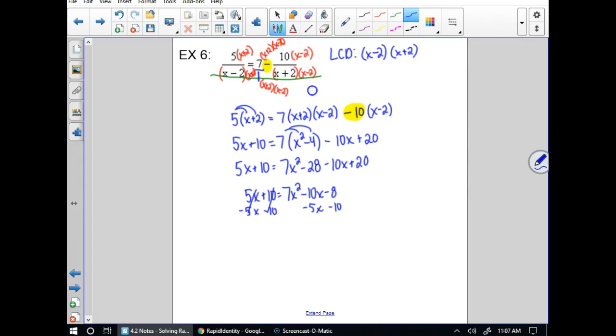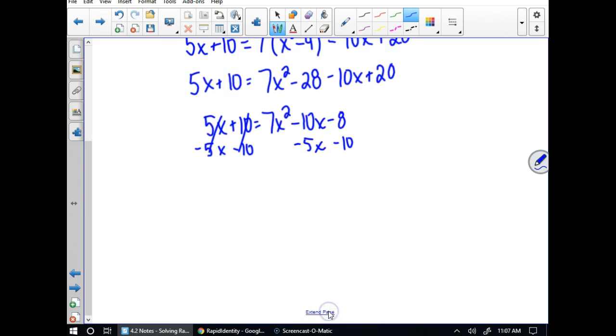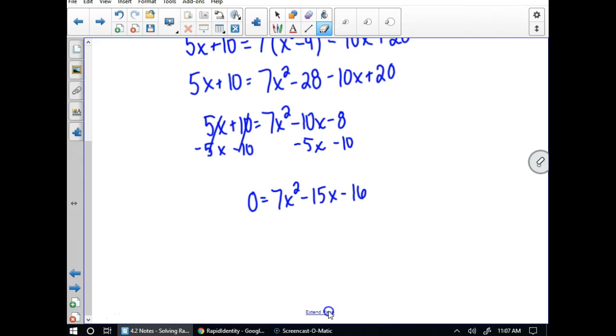So I got, let's see, 0 equals 7x squared minus 15x minus 16. Did I make one that she has to use quadratic formula, or will that factor? It is 18. That'll help things a little. It'll factor. Not easily, but it will factor.